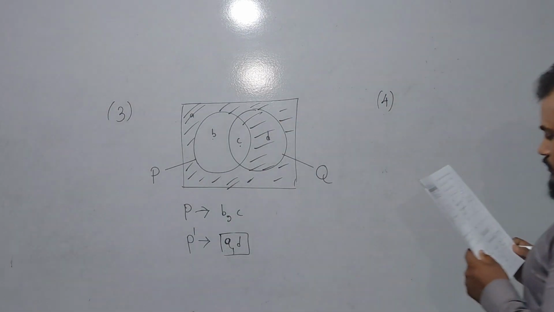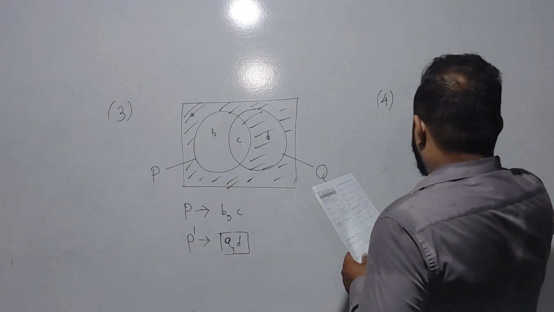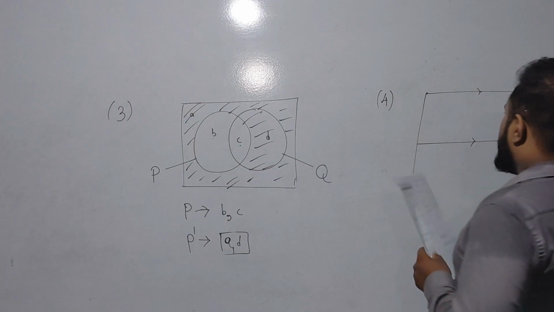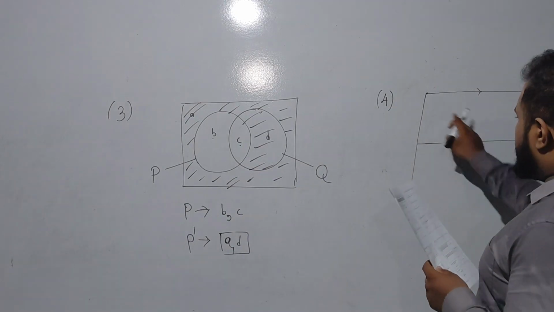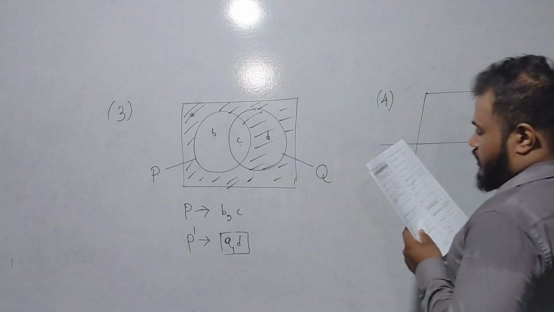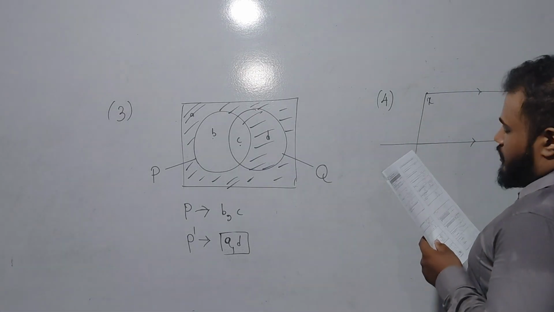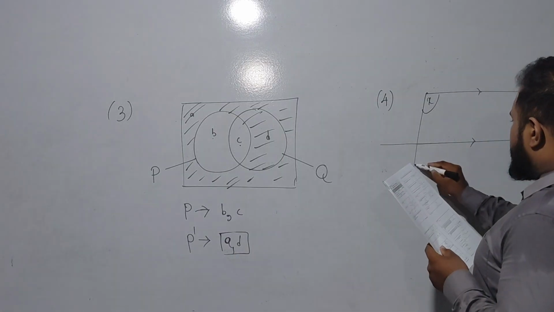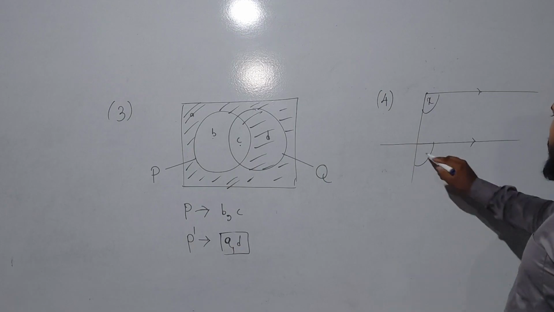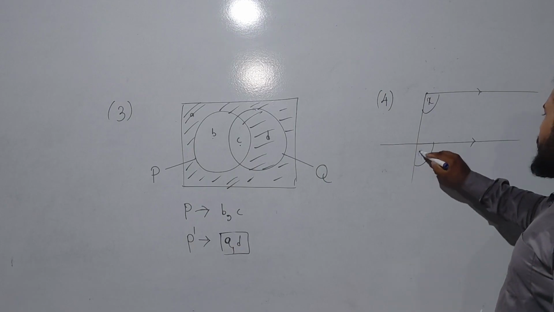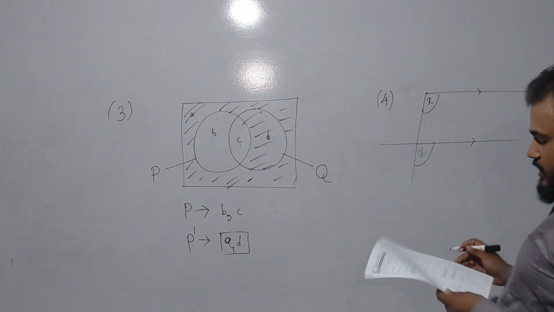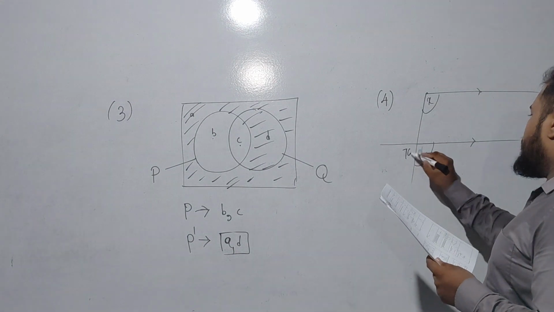Question number 4. Find the value of x. They have provided 2 parallel lines and the parallel lines are making an F shape. F shape means corresponding angles are here. So if this is x, according to this F shape, this should be x. I am writing it in blue color. This is x. And they have given this angle is 70 degrees.